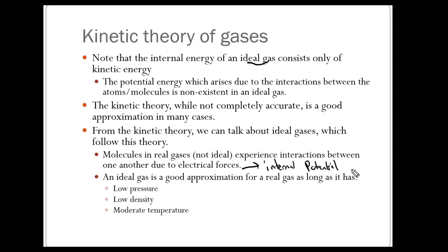Now, what is the difference between an ideal gas and a real gas? In other words, when can you approximate a real gas as an ideal gas? Because there's no such thing as a perfect ideal gas, but there's a lot of gases that we can pretend are ideal gases as long as they meet certain criteria. So we can treat a real gas as an ideal gas as long as it has a low pressure and density, and a moderate temperature.